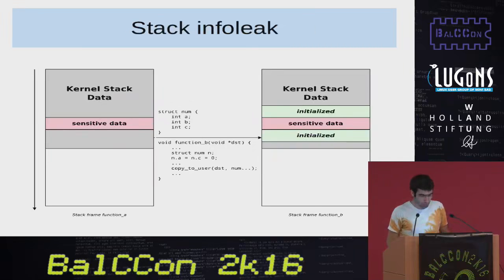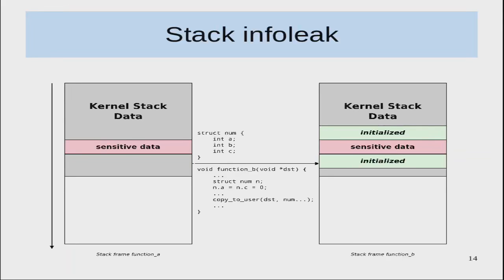But we'll give one example of a particular class of kernel vulnerability called stack info leak due to uninitialized data on the kernel stack. On the left, we have the stack frame of a function A, all right? And this function A has some sensitive data, say cryptographic keys, right? Then we have this function B, described in the middle here, which declares a struct on the stack, and it's only half initializing it. It's not initializing the member B, right?